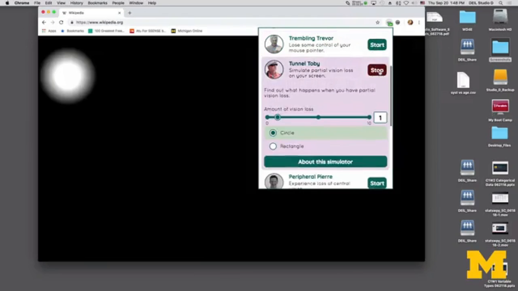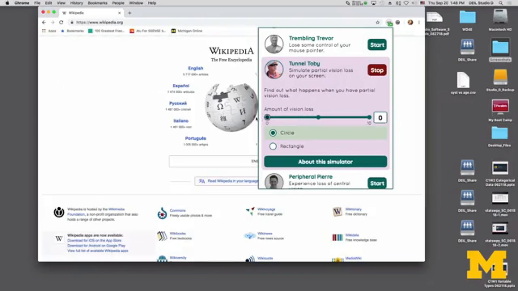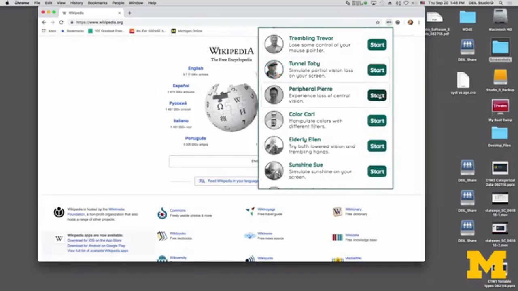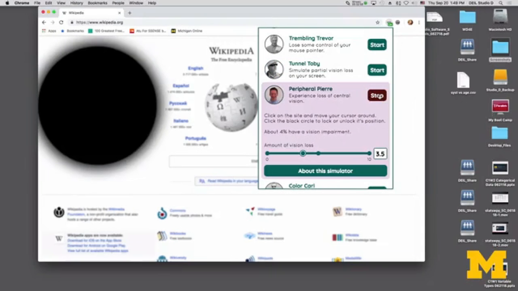Tunnel Toby. This is the idea that some people's partial vision loss would look something like this. So this is a pretty high amount of vision loss. You can change it and get this idea of what people are seeing. They might only be seeing a very small amount of your screen. Peripheral vision is this idea that sometimes people have this one spot that's kind of blocked. So again, you can't fix this issue for people, but you can think about your page and you can say, hey, is there something on my page that's really important, like just so important, and it only appears in one spot? Do I want to put it in more?